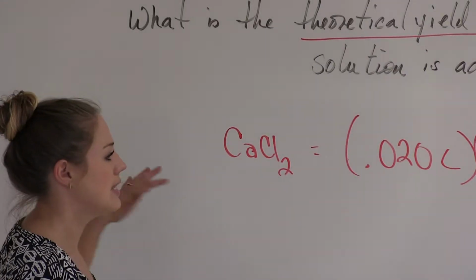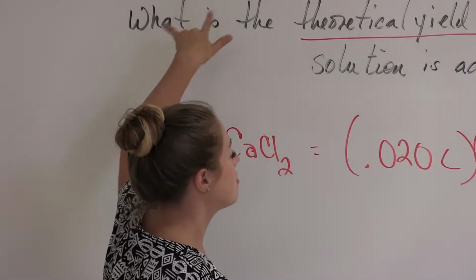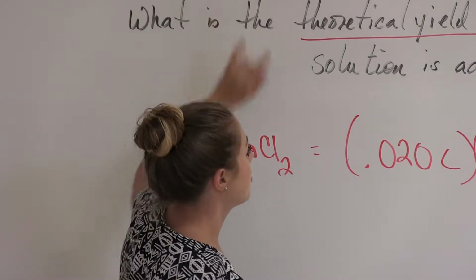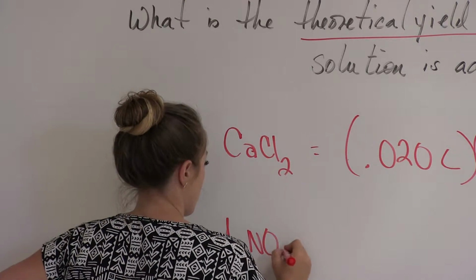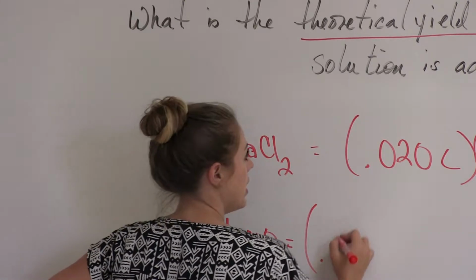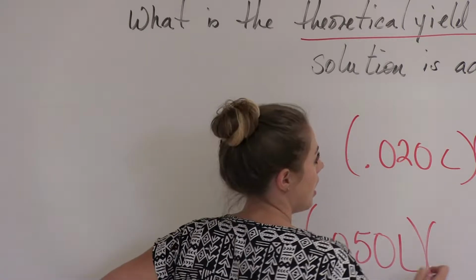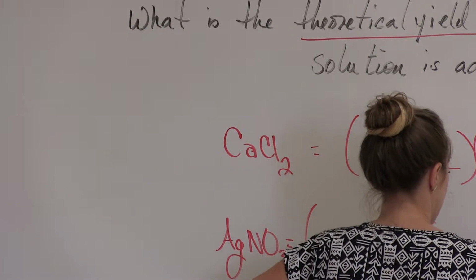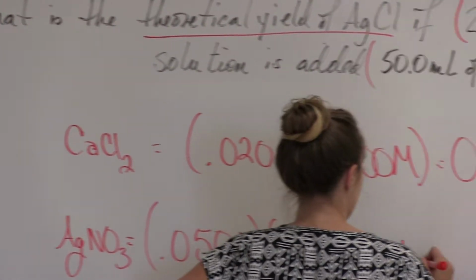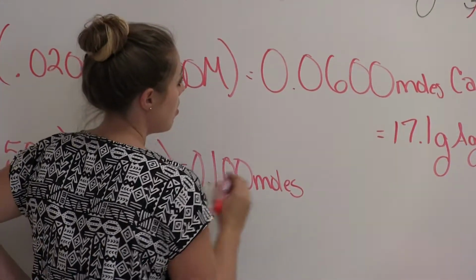Now we need to do the exact same steps for the second reactant, which is silver nitrate. For silver nitrate, we're going to take 0.050 liters and multiply it by 2 molar. This is going to give us 0.100 moles of silver nitrate.